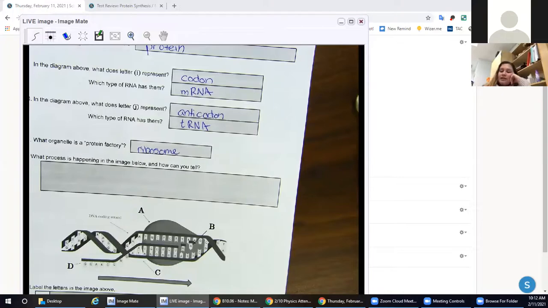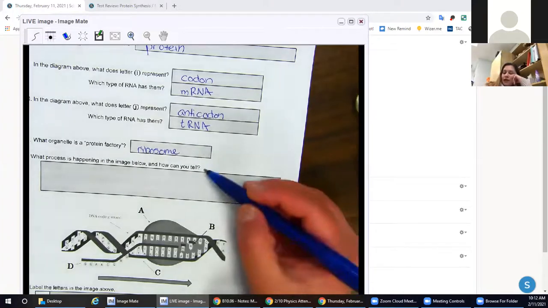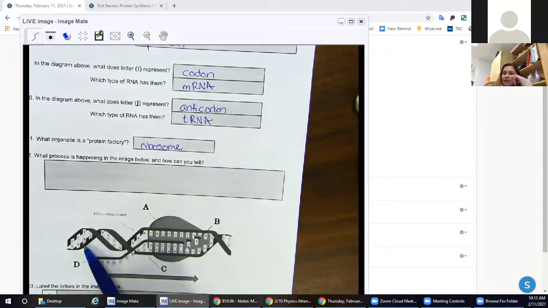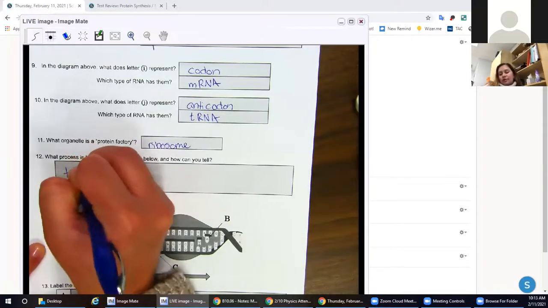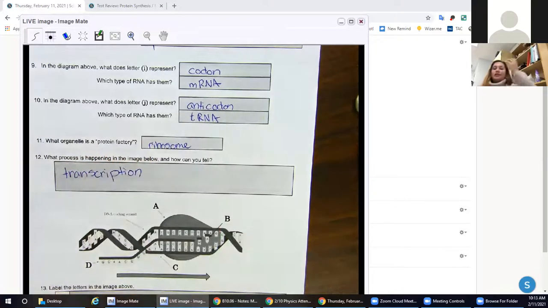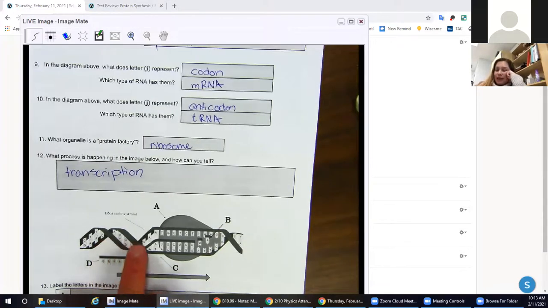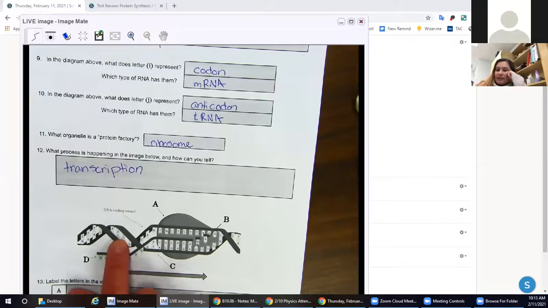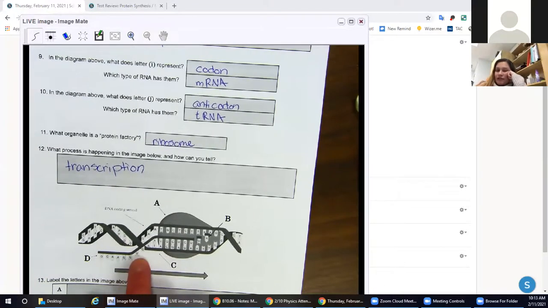Number 12, what process is happening in the image below? How can you tell? Well, if I'm looking at this image, I can see 2 strands right here, and then I can see 1 strand right here. So if I have 2 strands, that has to be DNA, 1 strand, that has to be mRNA. This has to be transcription. And I know it's transcription because, again, I'm seeing my DNA and I'm seeing it being copied into an mRNA strand. DNA has T's, mRNA has U's.